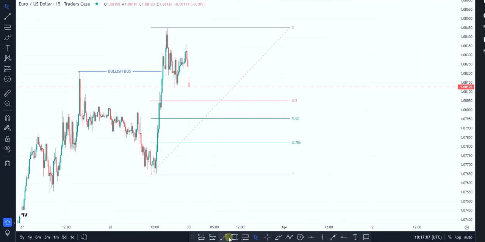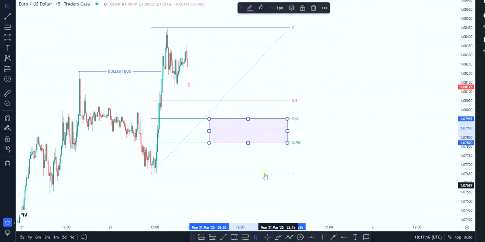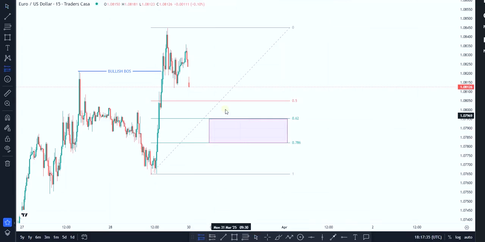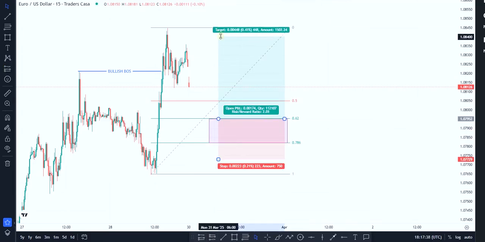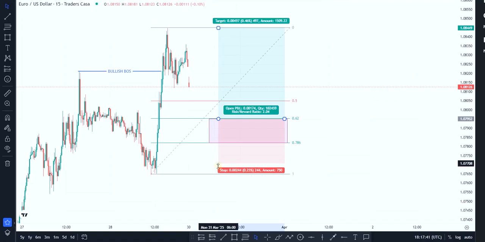I hope you understand. So these are areas of interest: 0.62 and 0.786. When price touches any of these levels, 0.62 and 0.786, or in between, that means the trend is resuming to an uptrend. So I'm going to take my long position. I'm going to enter right here. Then I will target above this high. Remember, my stop loss should be close to 1. The distance between my stop loss level and 1 shouldn't be too far.